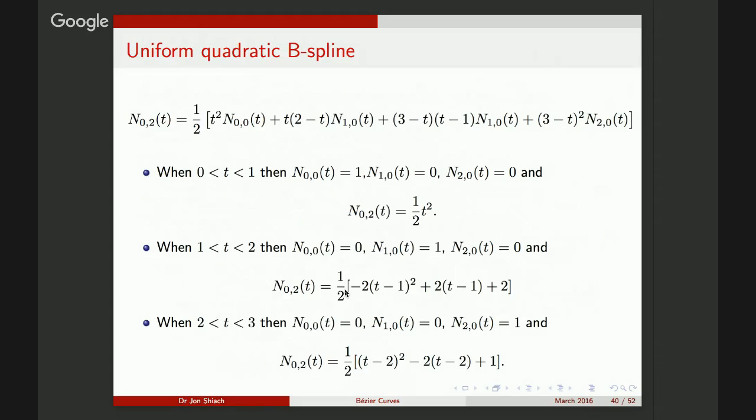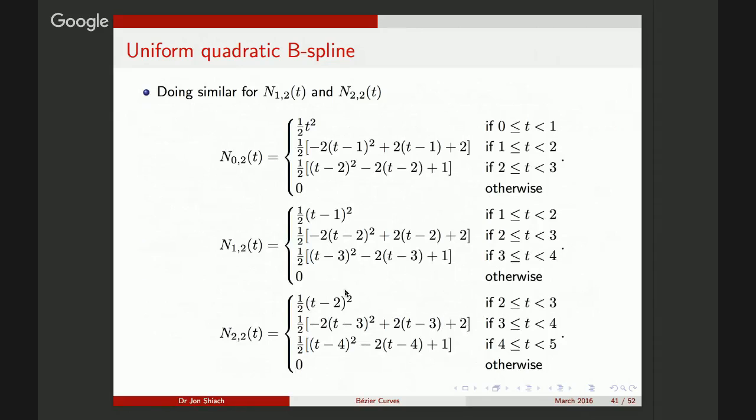When t is between the third and fourth knot, N_{0,0} is 0, N_{1,0} is 0, N_{2,0} is 1, and we have a different basis function. So where our t is changes our basis function. We could do the same for other values of i. That's quite a lot of algebra. It's not something I'm going to get you to do. If you're interested in it, it's in the appendix at the back. I've done it for a quadratic, which took ages. So it's a lot of algebra.